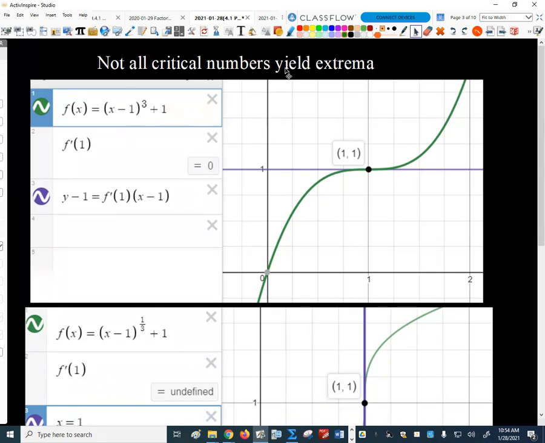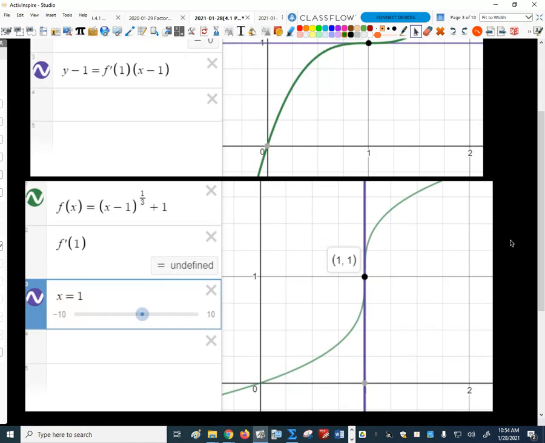Not all critical numbers produce extrema. Sometimes we'll have false alarms. Look at the green function here: you can have places where functions have horizontal tangents that are not extrema, right? In this case, it's a point of inflection. You can have places where functions have undefined derivatives that are also not extrema.